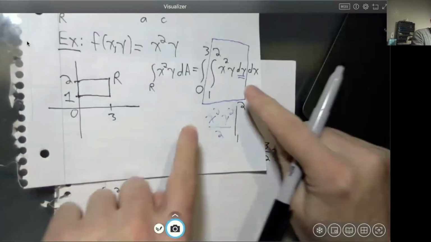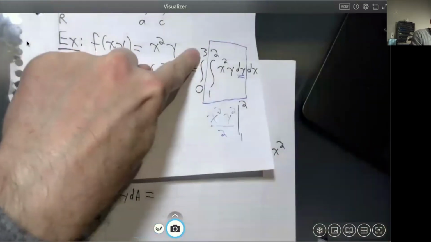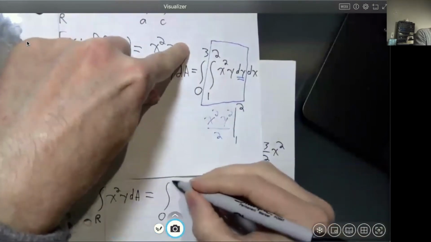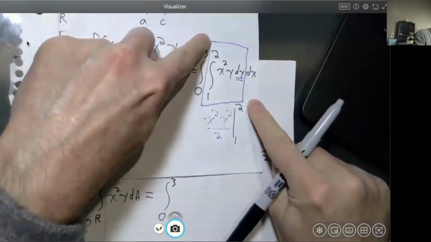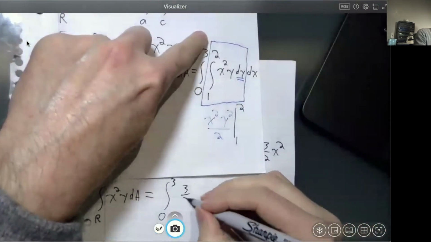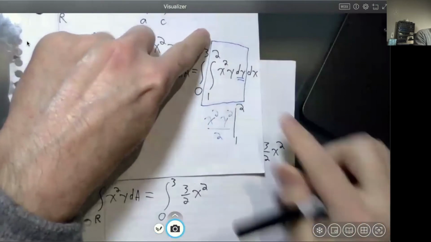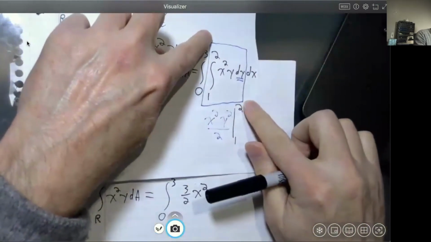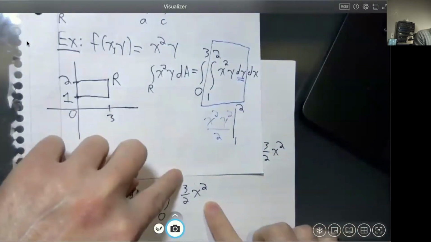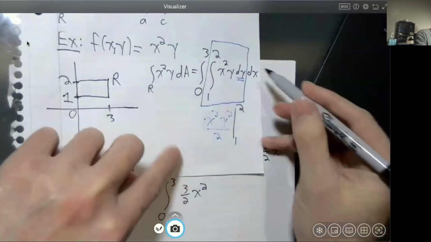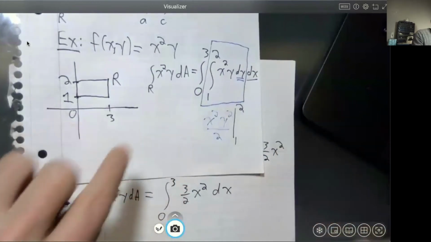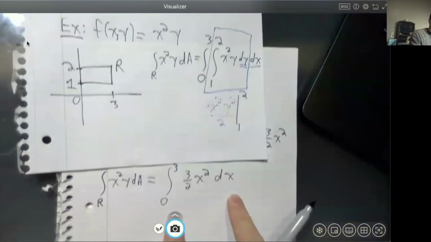and what do we have up here? We have the integral from 1 to 3. I'm sorry, from 0 to 3. And we already evaluated this inner integral, and it turned out to be 3/2 x squared. So this whole inside integral reduces to just 3/2 x squared. And then we still have this dx here. Okay, so now all we have to do is evaluate this integral.